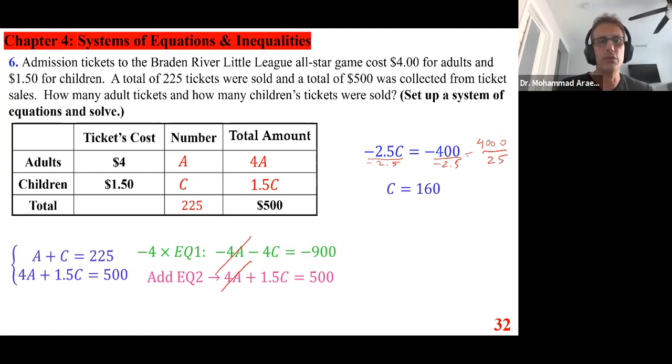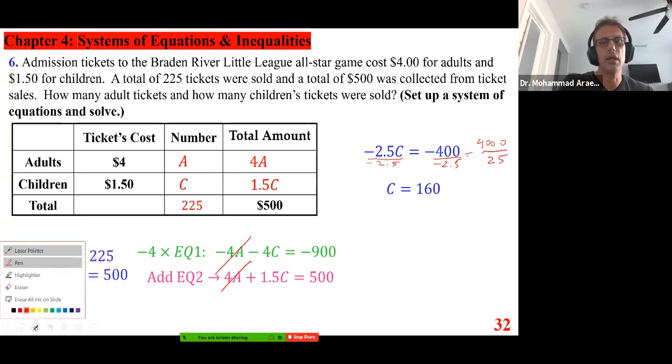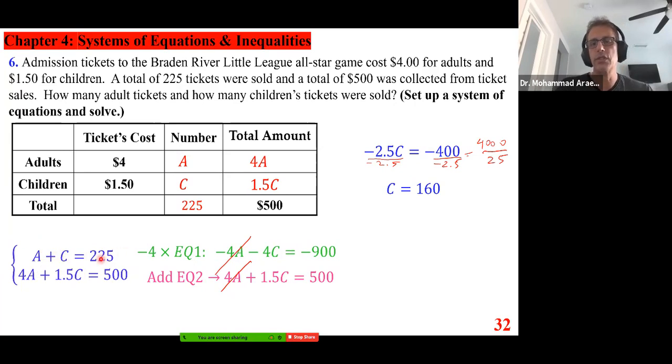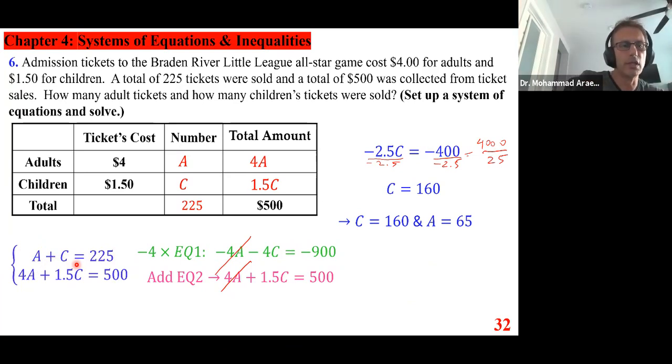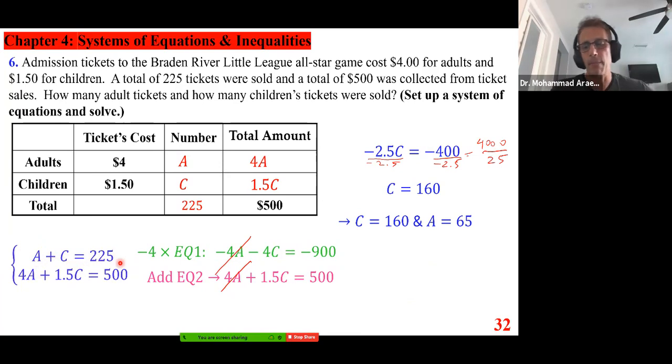And all you have to do, go to the first equation. It's easier. And replace the C with 160. And A becomes 65. So it really can't get any easier than that. And of course, you check with the second equation to be on the safe side.